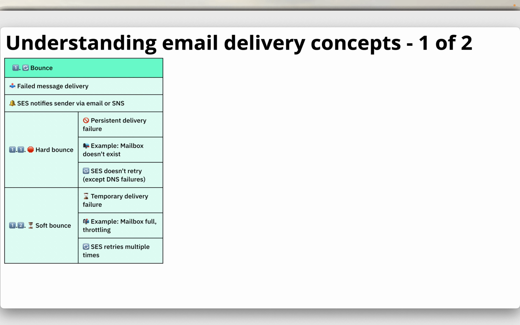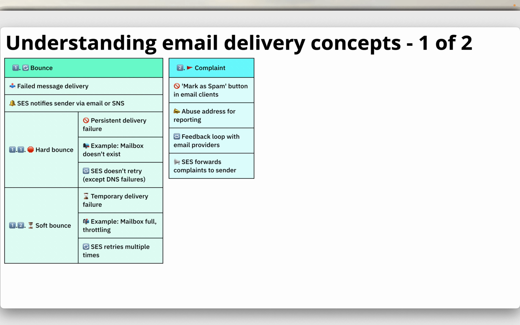Next type is soft bounce, which is a temporary email delivery failure. For example, if the email box is full, there are too many connections, also called throttling, or the connection times out. In those cases, Amazon SES retries soft bounces multiple times. If the email still cannot be delivered, then Amazon SES stops retrying it.